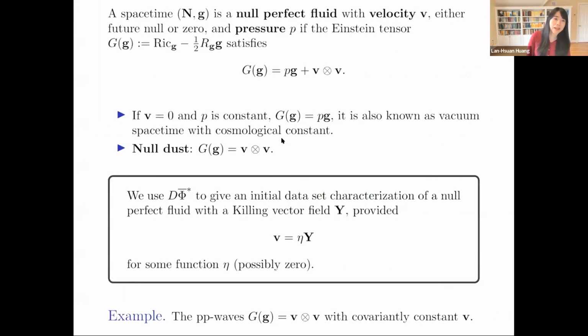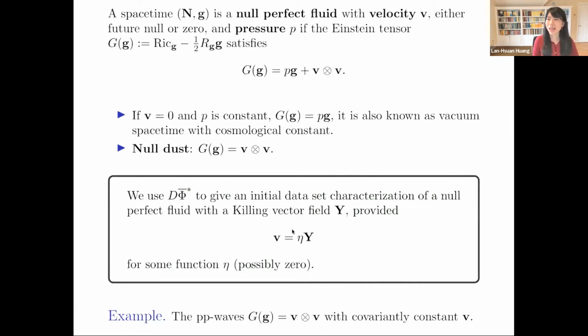Essentially, we find we can use the kernel space of the modified adjoint operator to give a meaningful interpretation for the initial data set inside a null perfect fluid, but not the general null perfect fluid. It's a special null perfect fluid, which has a global Killing vector field Y. And in addition, Y is related to the velocity V by some function eta. In the case eta is not zero, that means the Killing vector has to be proportional to V, so it has to be null in particular. And if eta is zero, we don't really have any causality condition on Y.